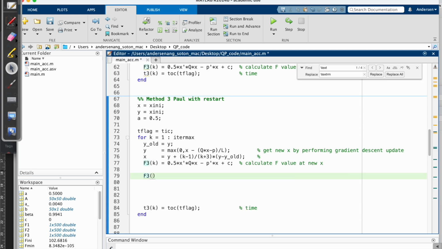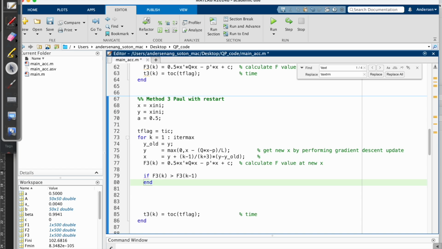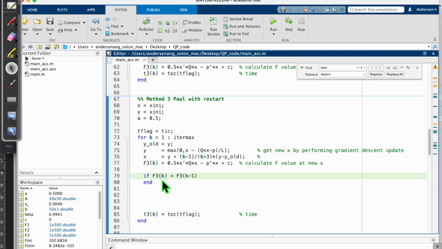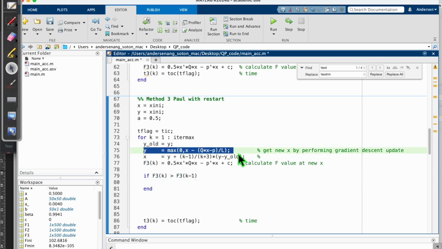Here's the thing. If my f3 at this k is larger than f3 at k minus 1, I restart. So this is a simple restart. What does it mean? It means if I see this at this point, I give up acceleration and just go back to gradient descent. So if at this k it is larger than the previous one, I do gradient descent. That means if I see this f is calculated x, then my x equals the previous x. So basically this is the update, so I have the previous update.